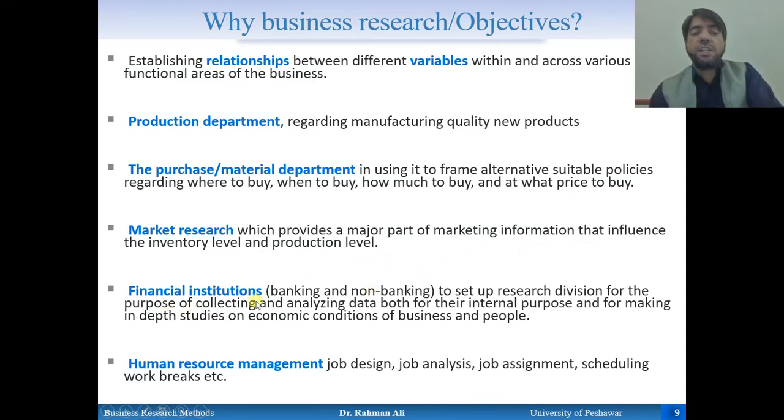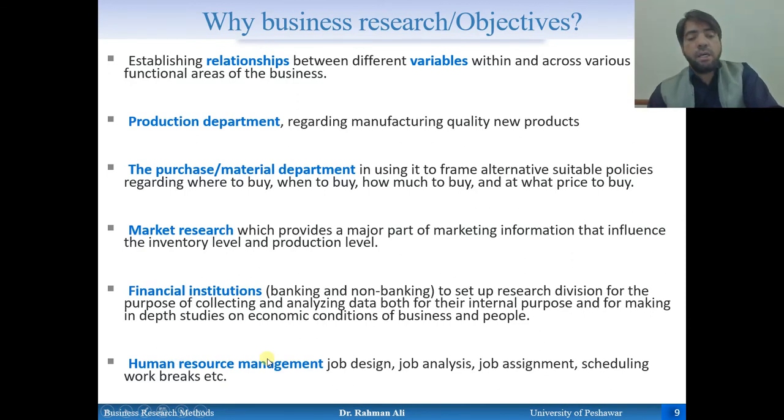Similarly, financial institutions like banking and non-banking organizations as well also need business research for the purpose of making an in-depth study of the economic condition of the business and people, to know what the actual situation is, where we lie, and how we should move onward.